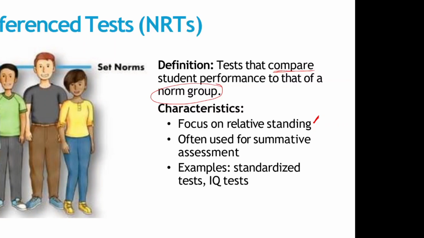Okay, the next instrument is NRT, or we call it norm-referenced test. It is a test where we want to compare a student's performance in a norm group, that means a group whose performance is average and almost similar. The characteristic of this instrument is that it focuses on relative standing, and it is often used as a summative assessment, for example standardized tests and also IQ tests.